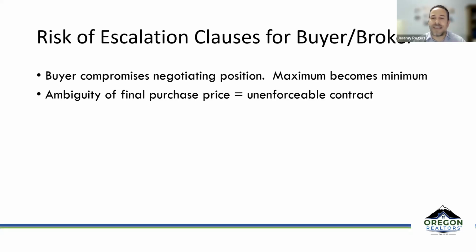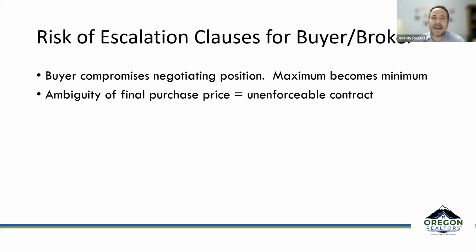Another big risk, and this is really one of the main reasons why we drafted our escalation addendum the way that we did, is that there can be ambiguity in the final purchase price. That means there would be an unenforceable contract, because a contract needs to have a definitive price term. It's perhaps the most material term of the contract. And if the parties can both reasonably come to different conclusions about what that price term is, then there is no contract, because there was never a meeting of the minds about the price, which is required for contract formation.